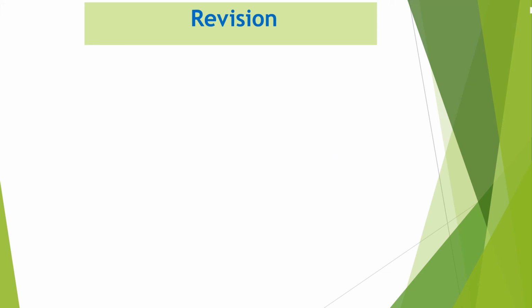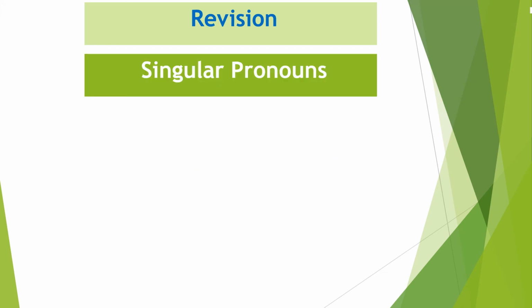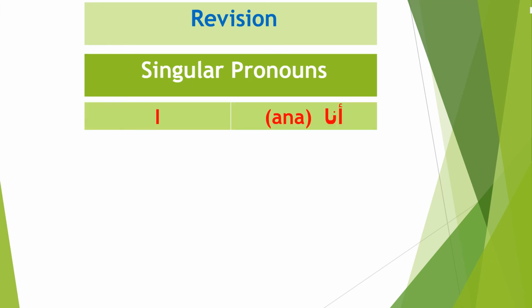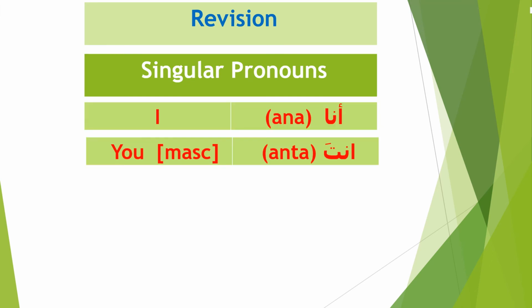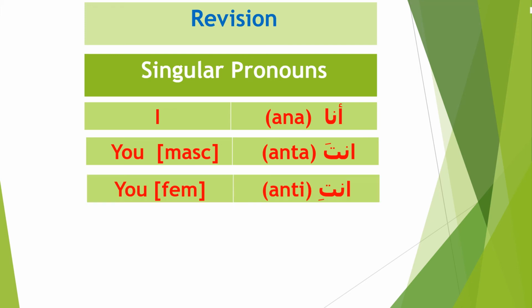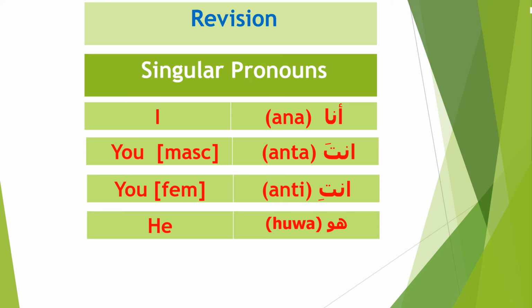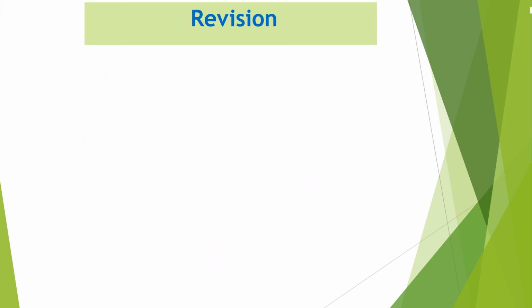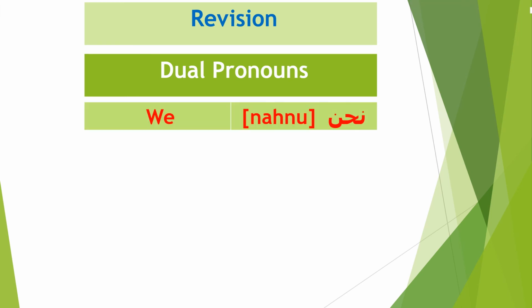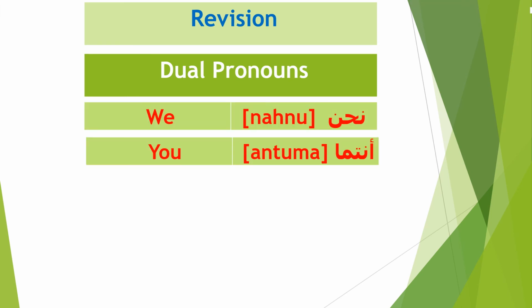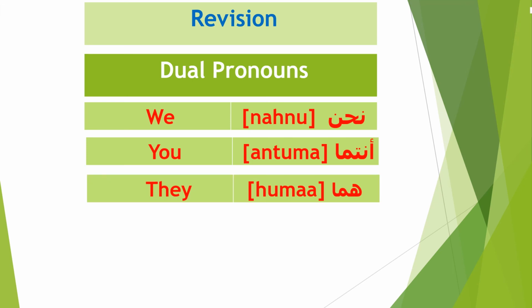Let us now do a quick revision of the pronouns we covered so far. So, singular pronouns: I, أنا. You, for masculine: أنت. You, feminine: أنتِ. He, هو. She, هي. Dual pronouns: we, نحن. You, أنتما. They, هما.